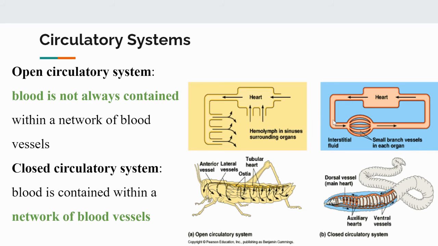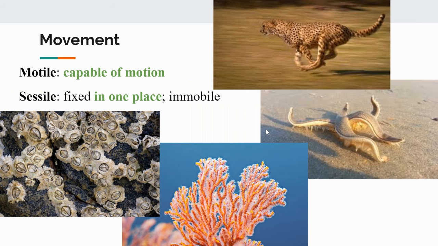But you can see the blood is always contained within a network of blood vessels in a closed circulatory system, which is different from open. Next, let's talk about movement. You need to know two words. Motile means capable of motion, it can move, and sessile means fixed in one place or immobile.